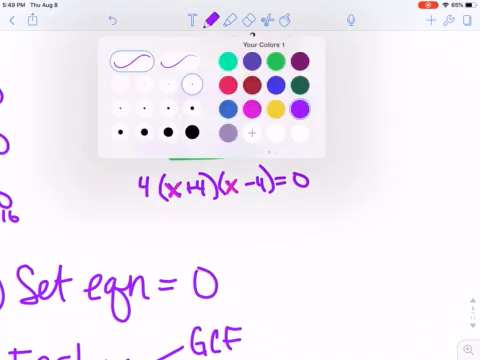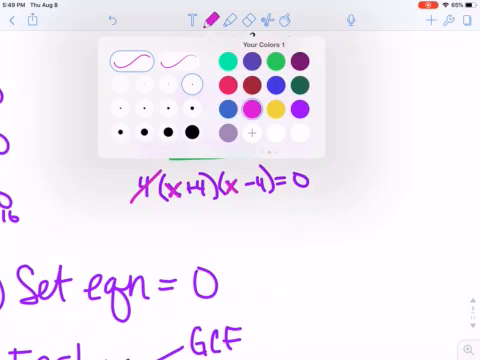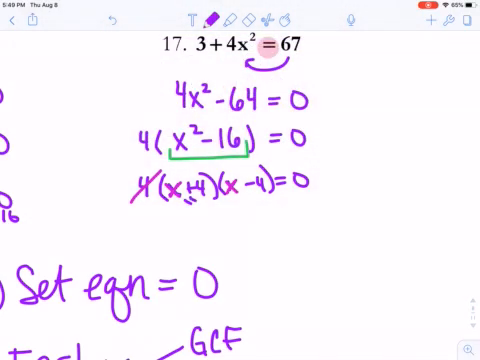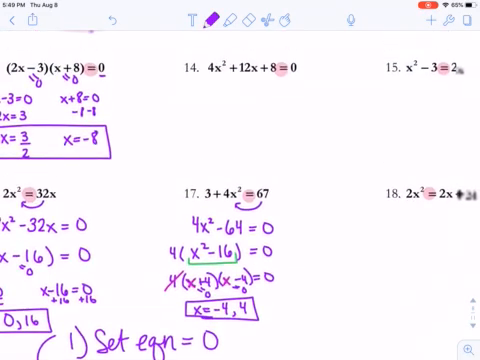Since this GCF doesn't have an x in it, we're not going to set it equal to 0 because there's nothing to solve. We want to solve for x. So x plus 4 equals 0 means that x equals -4. x minus 4 equals 0 means x equals +4. So we have those 2 solutions.